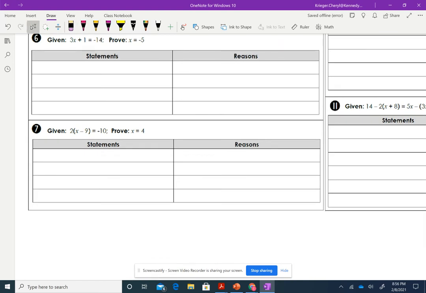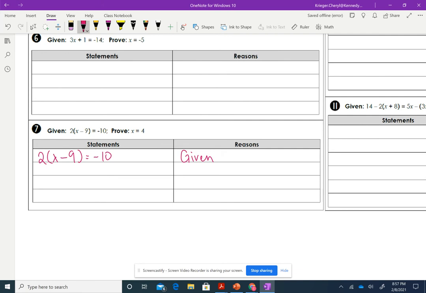Okay, number 7. All right, now they don't give us any statements. We have to do it ourselves, but that's okay because it's easy, especially with these algebra ones. We're going to write down what's given in the first spot. So that's 2 times quantity x minus 9 equals negative 10. And the reason? Given.